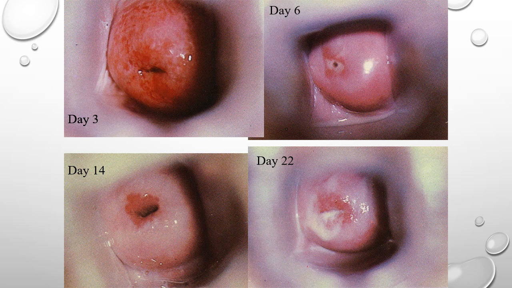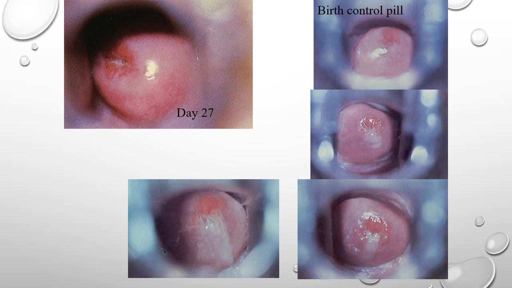Day 22 there, it has closed, the mucus has thickened, it's essentially ready for pregnancy. And then day 27 there, just before menstruation, again, it's still closed, but getting ready for menstruation, so the mucus is starting to thin there. Birth control, we have basically the same days there, all throughout that we just looked at, and we can see that the birth control essentially makes it so that the cervix is closed and thick mucus all throughout the entire cycle.